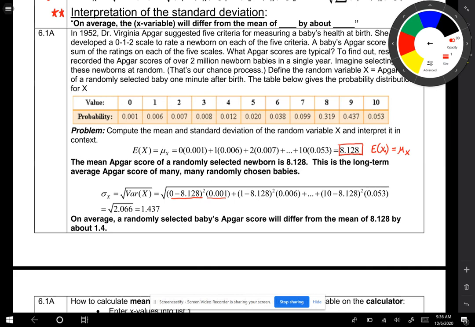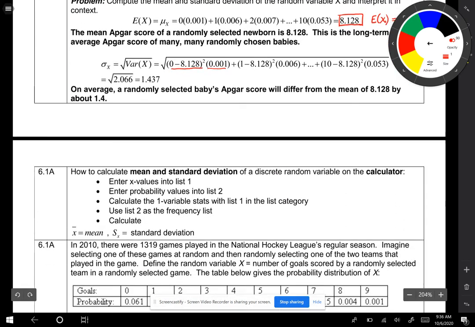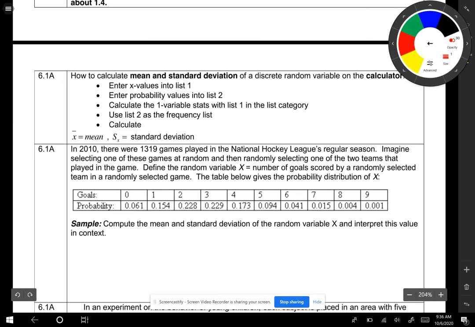That would take a long time if we had to do it by hand. So there is an easier way to do it, and that is on our calculators. I will make a little second video, but honestly, I don't even think I need to. I can just tell you the steps of it. How do you calculate the mean and standard deviation of a discrete random variable on the calculator?